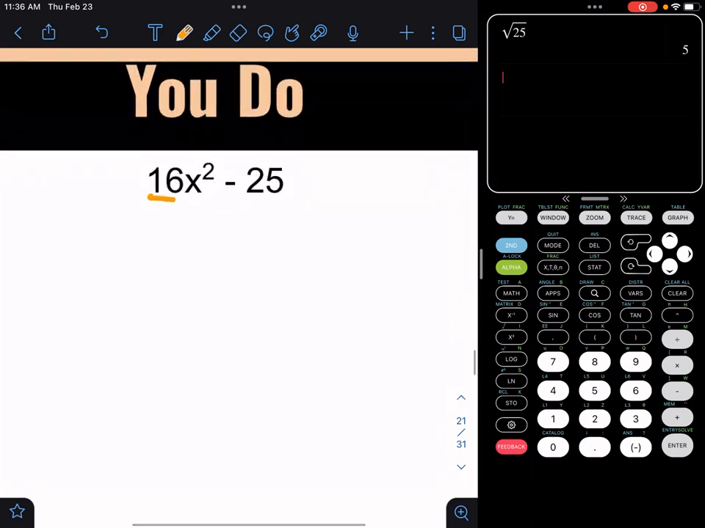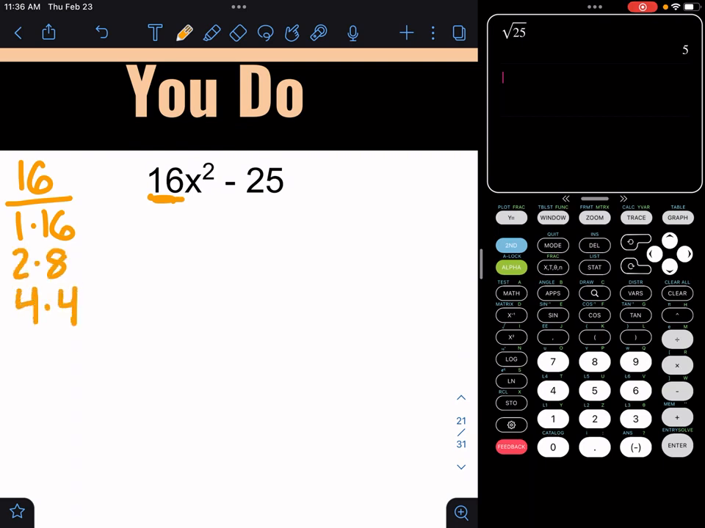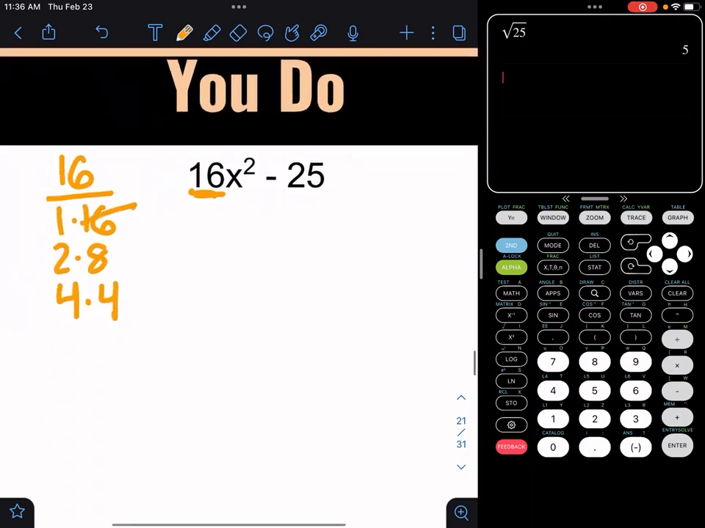So I'd look at my smallest number, which is 16, and write down the factors of 16. 2 and 8, 4 and 4. I know 25 does not divide by 16, doesn't divide by 8, doesn't divide by 4, doesn't divide by 2. So there is no GCF here. Technically the GCF is 1, but 1's not going to help us.